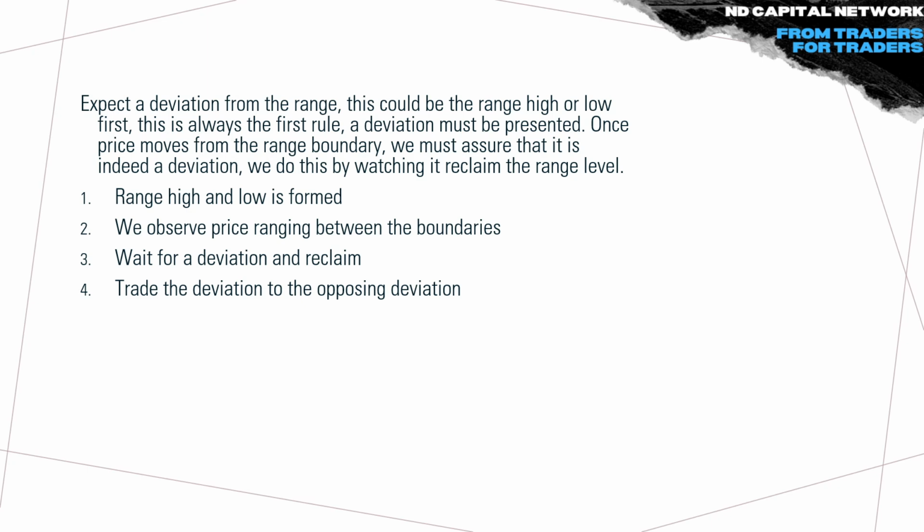You have 4 steps. Range high and range low are formed. We observe price ranging between the two boundaries. You must wait for deviation and reclaim, and trade the deviation in the opposing direction.